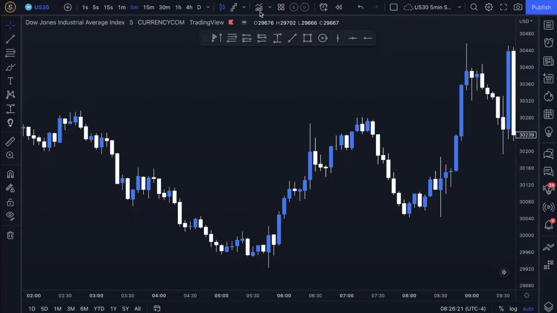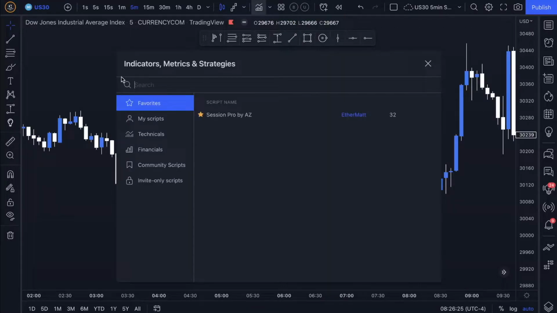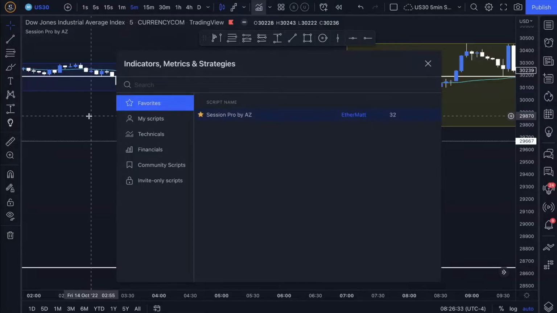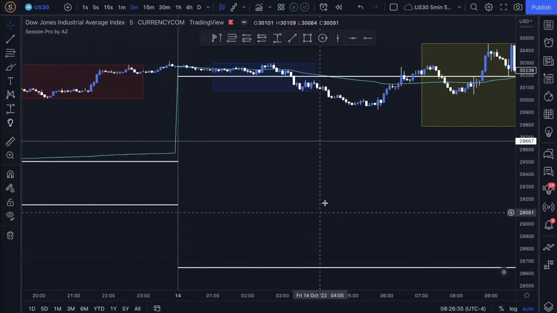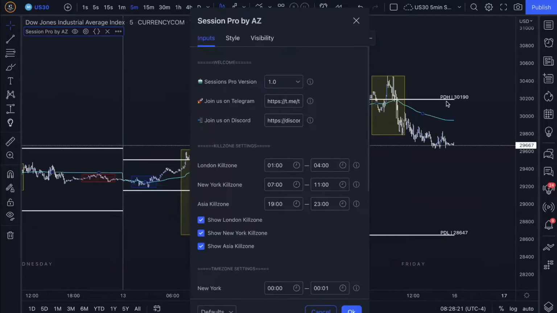Now that we added the Session Pro indicator to our favorite indicators, we are opening up the indicators window, and right here in your favorites tab, the Session Pro indicator is popping up. We're gonna add this indicator to our chart, and now we have to modify its settings. So let's get started modifying the Session Pro indicator for the strategy.